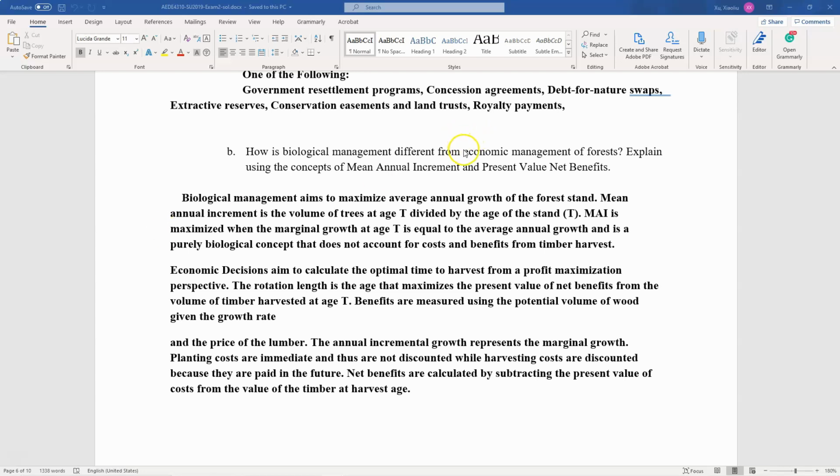However, from the economic management's perspective, we need to think about the discount rate, the costs of our activity, the benefits from our activity, and we need to think about the present value of the net benefits, or the present value of the difference between total benefits and total costs. So that is economic management.